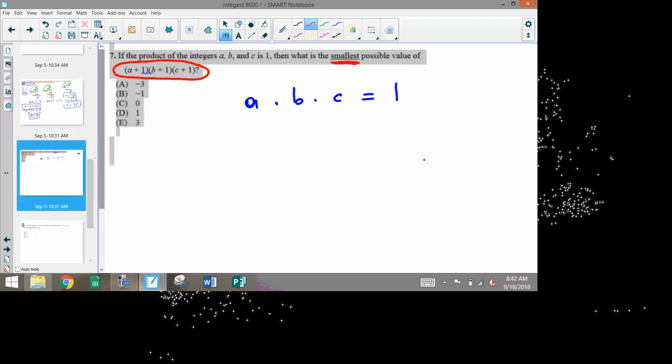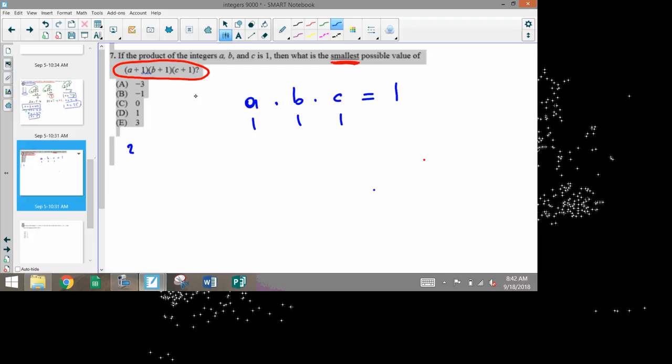All right, let's just plug it in. I have no idea, but it's saying integers. It's not telling me they are different from each other, so I will go ahead and put these numbers: a is equal to 1, b is equal to 1, and c is equal to 1. 1 times 1 times 1 is equal to 1. That satisfies. Let me see what I'm going to get when I plug these numbers into this equation. So a is equal to 1, 1 plus 1.